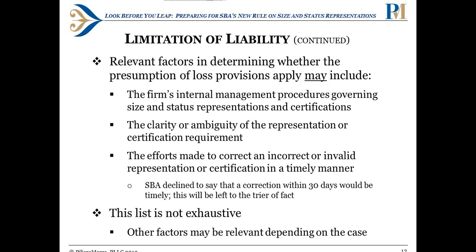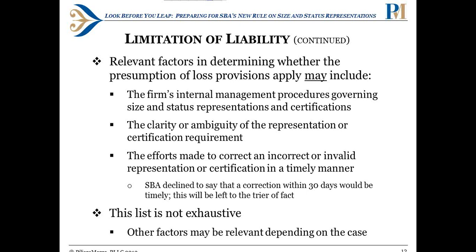And the SBA declined to put that into the final rule because they said that, again, this is a case-by-case determination that's going to be left to the trier of fact. So in theory, a correction that's done in less than 30 days might not limit liability, and at the same time, a correction made in longer than 30 days could limit liability. It'll just depend on the circumstances.